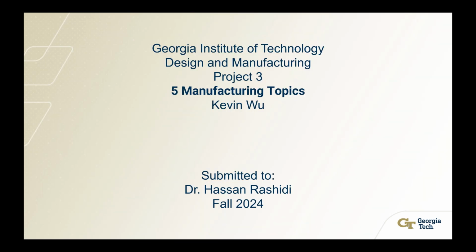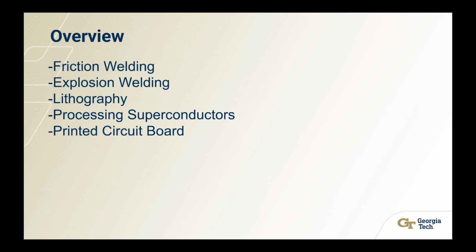For project 3, we are to choose 5 manufacturing topics from the course material or the course textbook, Manufacturing Processes for Engineering Material by Serope Kalpakjian and Steven Schmid. So, the 5 topics I have chosen are friction welding, explosion welding, lithography, processing superconductors, and printed circuit board.